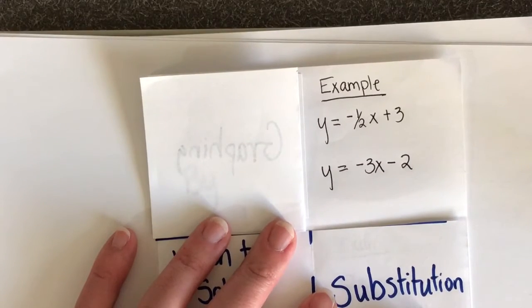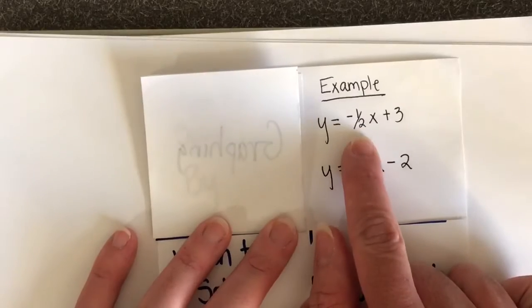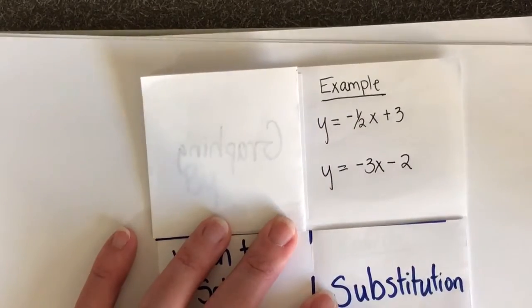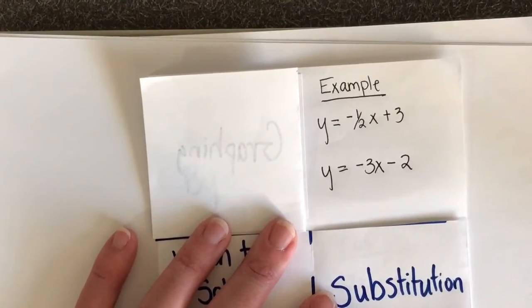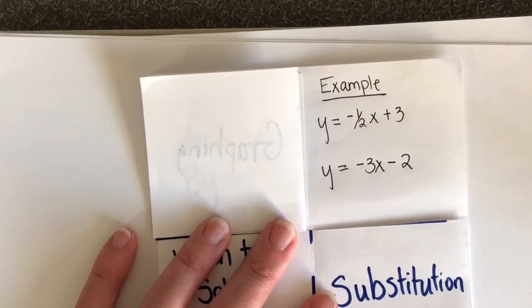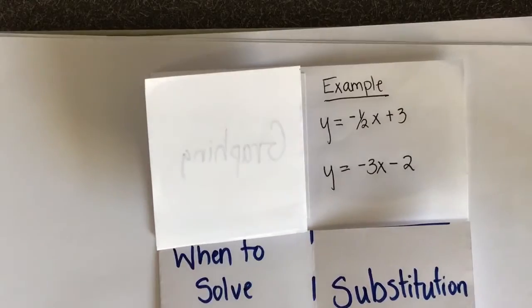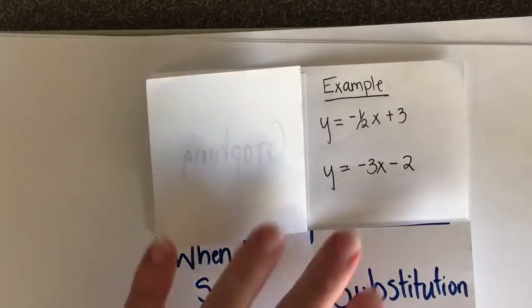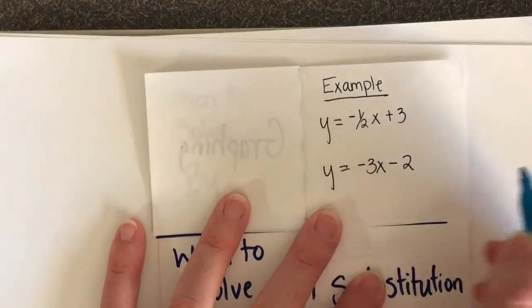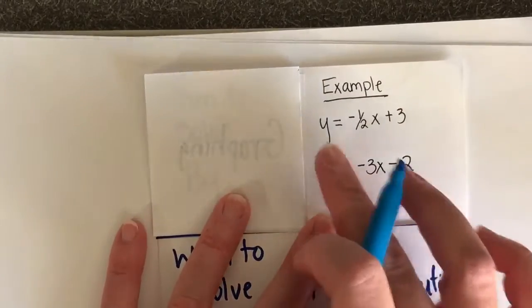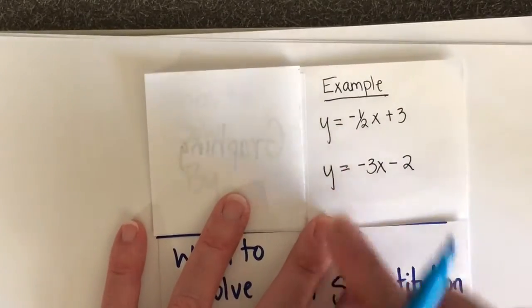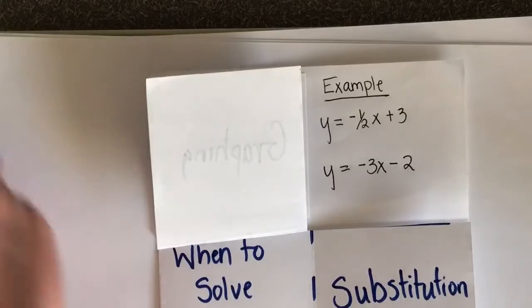Notice first off, this one has a fraction, and anytime I have fractions, graphing's always going to be easier, okay? Because that fraction identifies your slope, and it tells you the directions. It's going to tell me I need to go down 1 and right 2. Also notice both of them are already set equal to y, and they're in slope-intercept form.